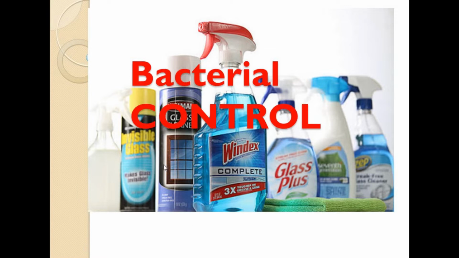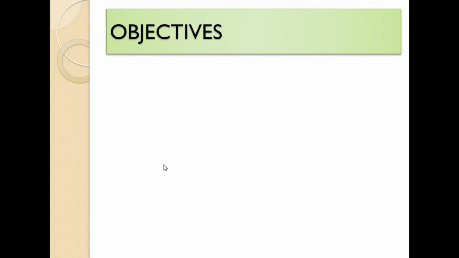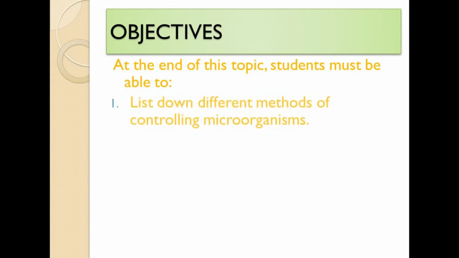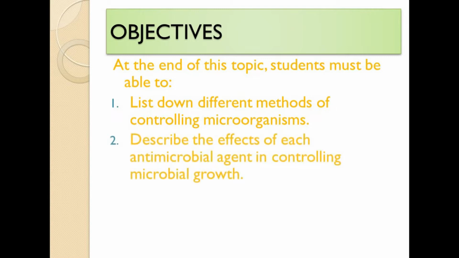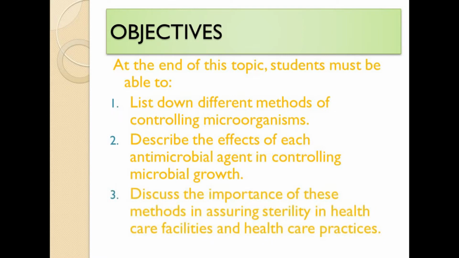So, ano ba ang ating malalaman dito sa ating topic na to? At the end of this lesson, the students must be able to: number 1, list down different methods of controlling microorganisms; number 2, describe the effects of each antimicrobial agent in controlling microbial growth; number 3, discuss the importance of these methods in assuring sterility in healthcare facilities and healthcare practices.